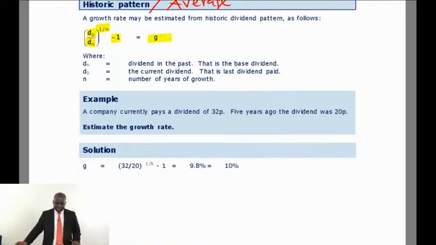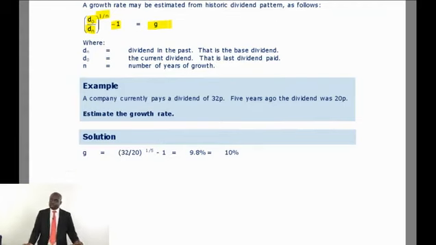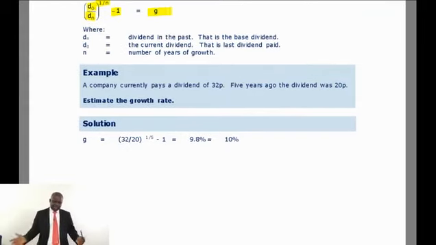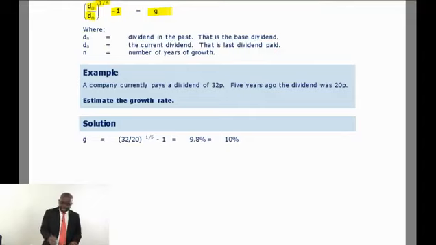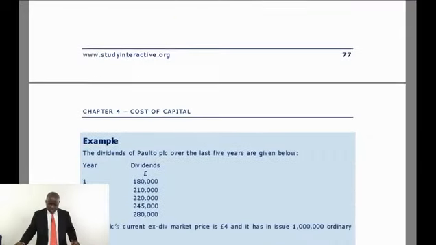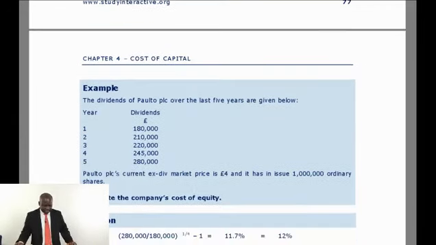Let's take this example. A company currently pays a dividend of 32p. Five years ago, the dividend was 20p. Estimate the growth rate. This is simple. My dividend now is 32, the dividend paid five years ago was 20p, so it's 1 divided by 5. Then you solve it, and that should give you approximately 10%. These are primary school stuff, that's why I'm moving on. Chapter 2 and chapter 3, you saw what was there, so we are a bit delayed here, but we balance it because these are relatively easier.